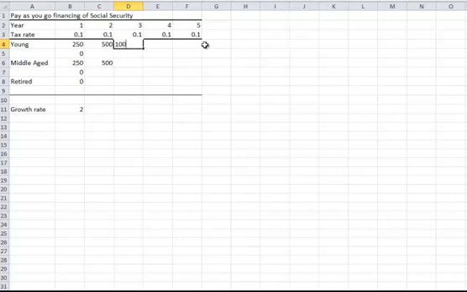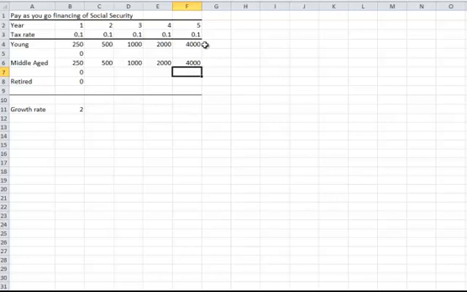Double 500, 1,000, double 1,000, that's 2,000. Double 2,000, that's 4,000. So in this case, we are doubling the output each time. So 250, 500. Also for this guy, 1,000. Then 2,000 and 4,000. So we have a much bigger economic growth than we would normally have.